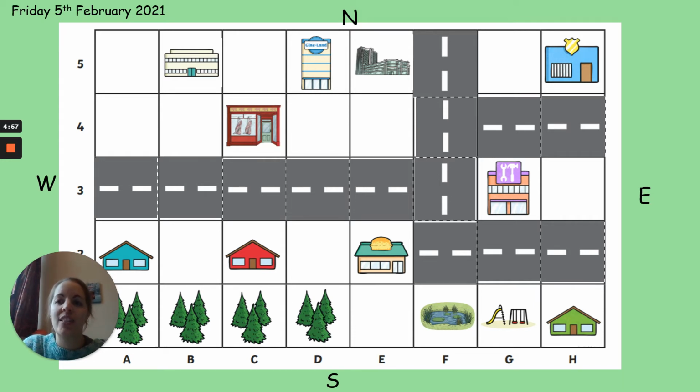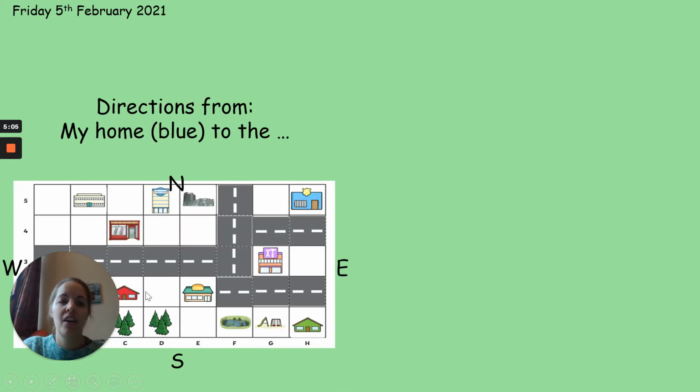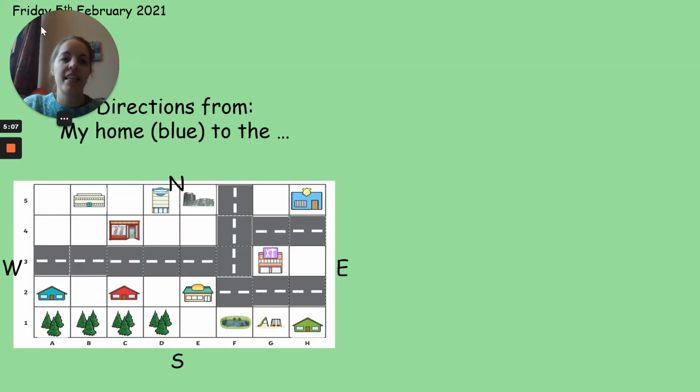And then you're going to do the same thing for your parents. So this is my map. And remember, my house is the blue one. So I'm going to move my head up here so you can see. It's directions from my home, the blue one, to where I buried the treasure. I'm going to give you directions to see if you can find it.